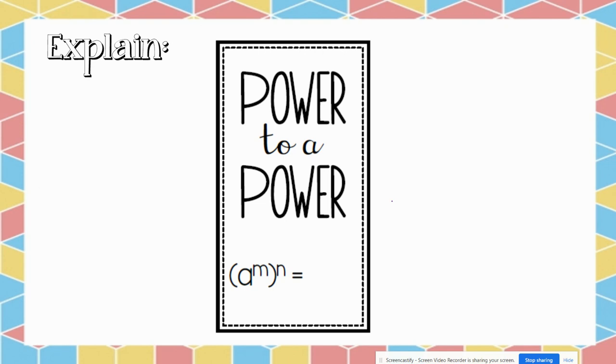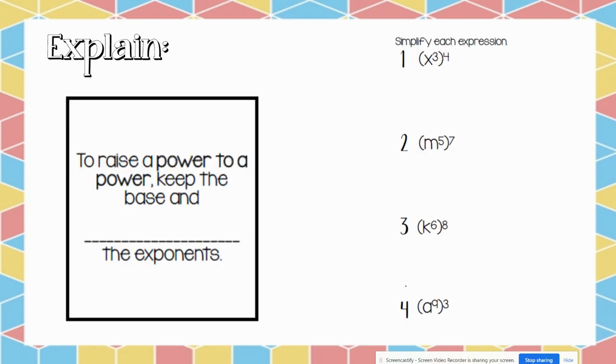When you are raising a power to a power, which means you have a base being raised to a power and then the whole thing is being raised to another power, you can multiply those two powers together. So in the case of a to the m raised to the n power, you would get a to the m times n power. To raise a power to a power, keep the base and multiply the exponents.